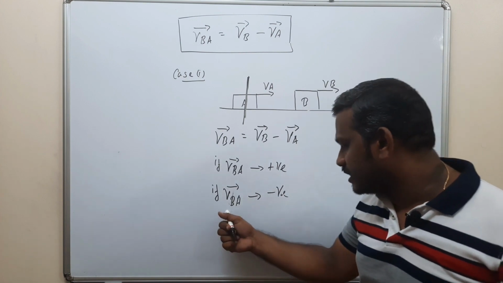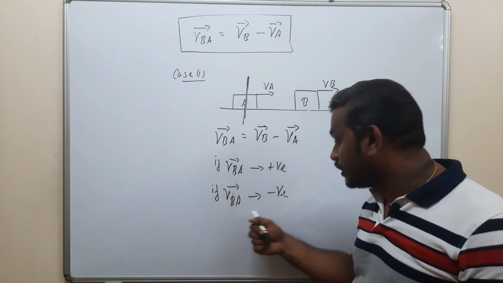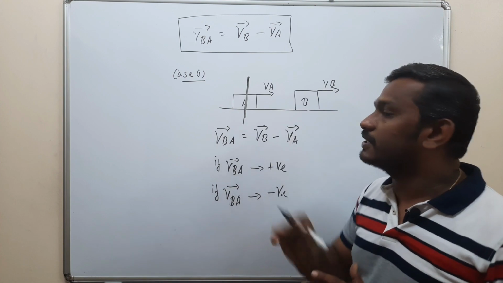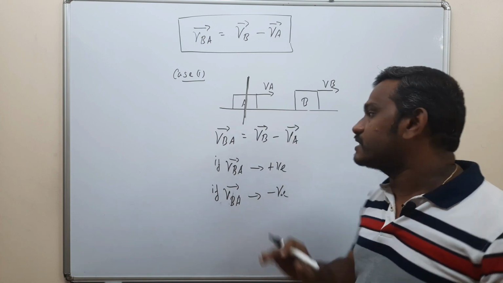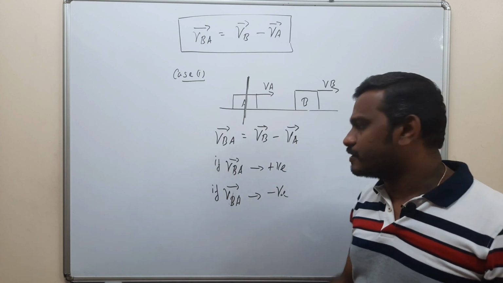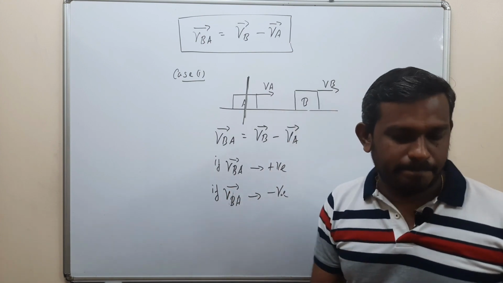So if we get the relative velocity of B with respect to A, VBA, as a negative quantity, it means the observer sitting on object A feels that B is approaching A. If it is positive, it means B is going away from A. Okay.